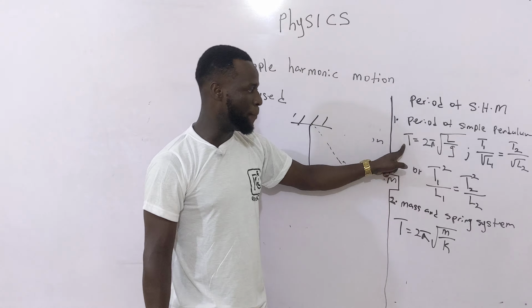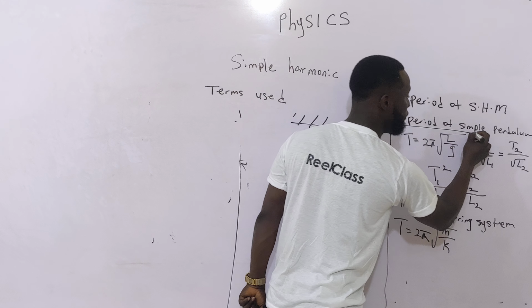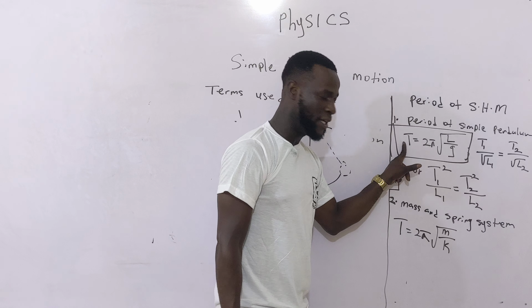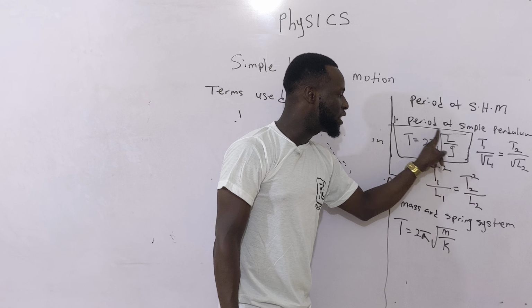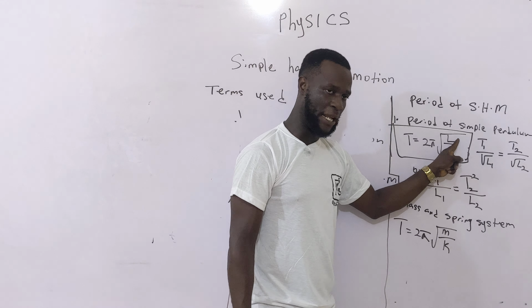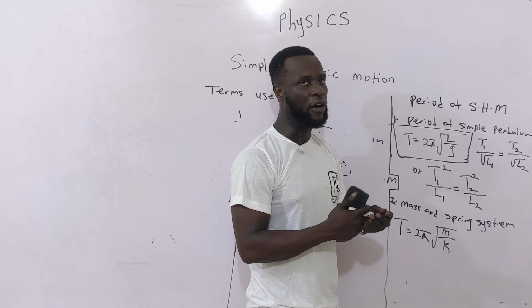If you are asked for the period, this is the formula for the period of a simple pendulum. Period T is equal to 2 pi square root of L over g, where L is the length of the pendulum and g is acceleration due to gravity.